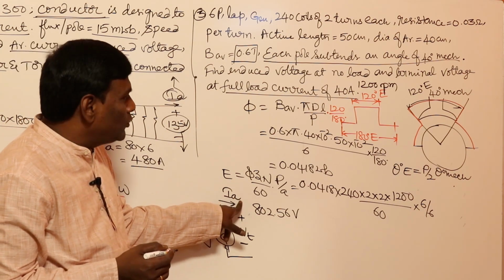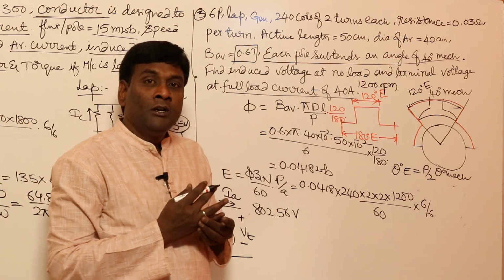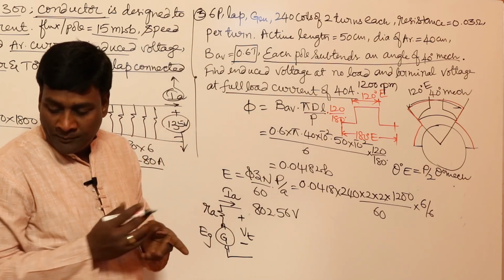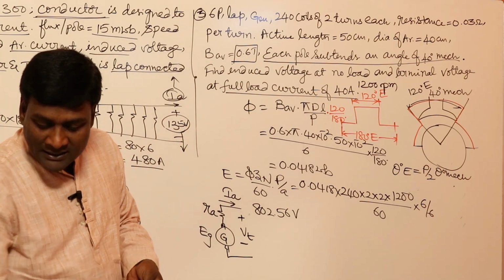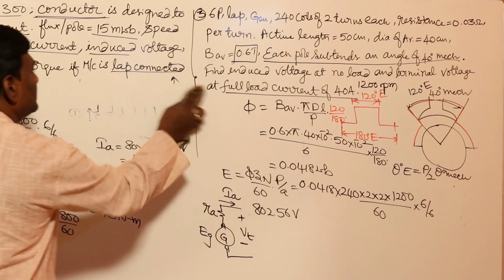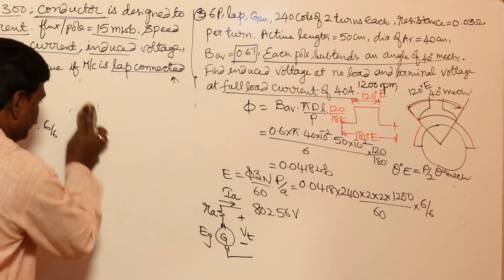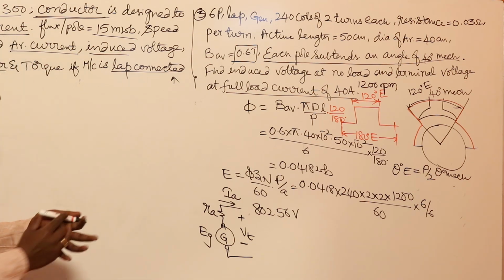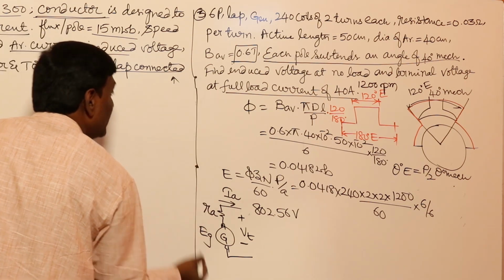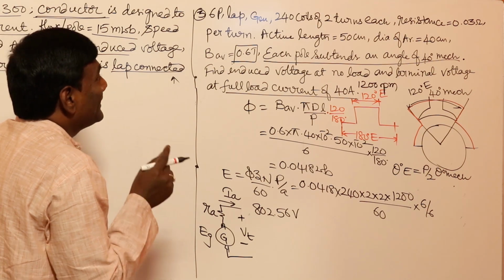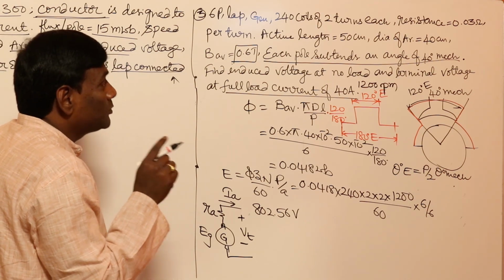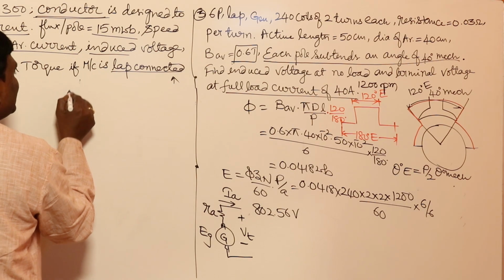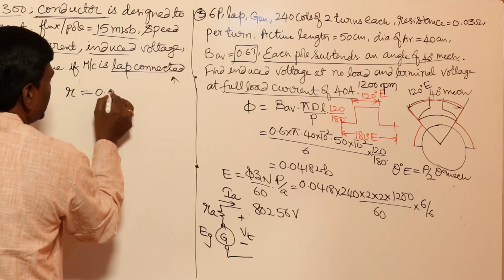Now the IA value I know. How much is that? 40 amperes. Now the armature resistance has to be found. How to find the armature resistance? The resistance per turn is 0.03 ohm.